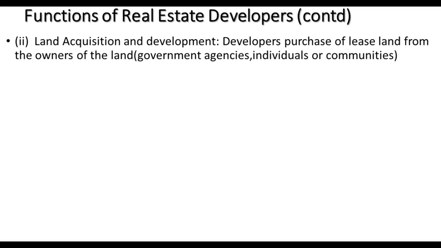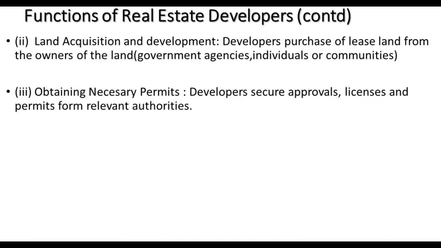Now, other functions of real estate developers include land acquisition and development. Developers purchase or lease land from the owners of the land, which could be government agencies, individuals, or communities. When they acquire this land, they then put it out there and open it for investors to put their money in. Right? The next thing real estate developers do is obtain necessary permits. Developers obtain approvals, licenses, and permits from the government and relevant authorities such that whenever they put out a property, they will not be faced with litigation or government interference.